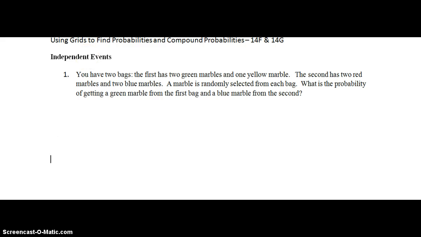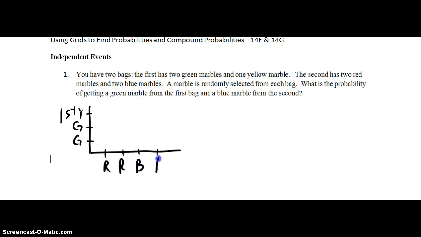Alright, so in this case we have 2 green and 1 yellow, so that's going to be 3. Okay, and then we have 2 blue and 2 red, so that's going to be 4. So we got 1, 2, 3. Okay, this is the first bag here. We have 2 green, 1 yellow. Green, green, yellow. And then here we have 4. We have 2 red, 2 blue. Red, red, blue, blue.